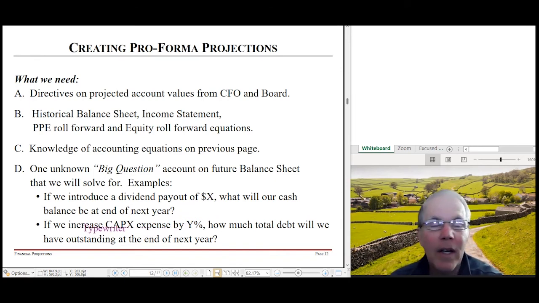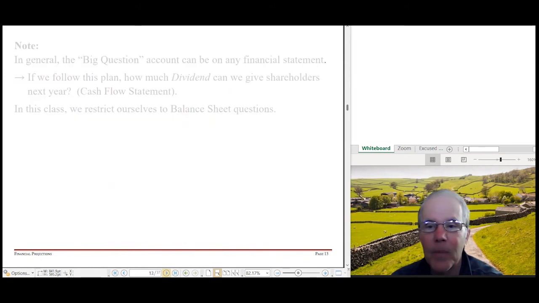We could also get a question like this. If we increase CapEx expense by Y%, how much total debt will we have outstanding at the end of next year? Then we'd be solving for the value of the debt account on the balance sheet in the next year.